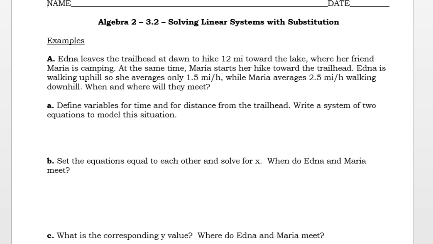Letter A says, define variables for time and for distance from the trailhead, and then write a system of two equations to model this situation. So we'll start with x and y. X is going to be the hours, and then y will be distance to the trailhead.